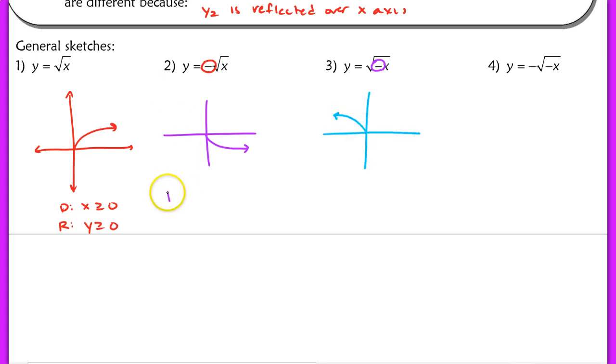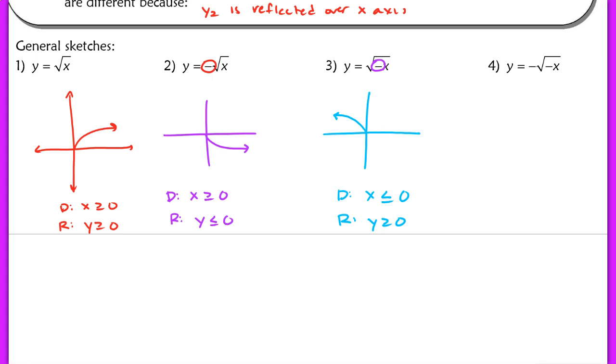Coming back to example 2, the domain here is going to be x values greater than or equal to 0, while the range will be all y values less than or equal to 0. So this is important. The signs are going to switch based off of the graph. For example 3, our domain here is going to be all x values less than or equal to 0, while our range will be all y values greater than or equal to 0.